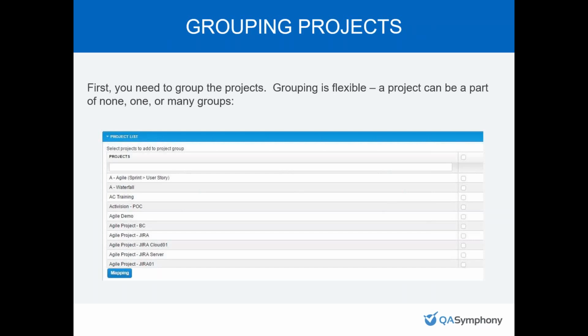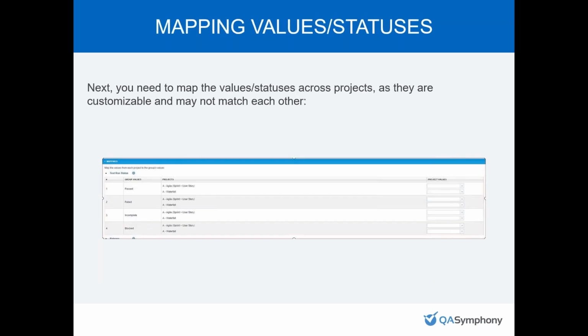So first you would create a group, and so when you go into the admin section, you do have to be a site admin to create these groups within qTest. You can go in here and you'll see that there's a list of projects shown. This is going to show you all projects in your site. You can go ahead and search for that particular project or projects to add into the group.